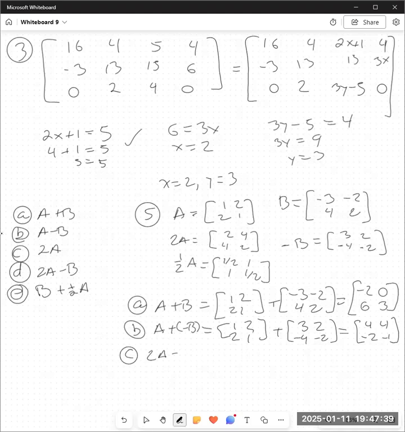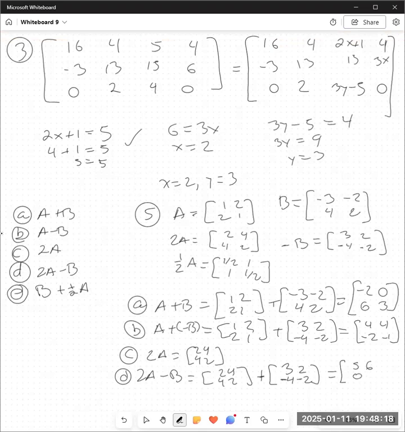2A, we already found, was [2, 4; 4, 2]. And then D asks us to find 2A minus B. So [2, 4; 4, 2] plus a negative B is [5, 6; 0, 0].